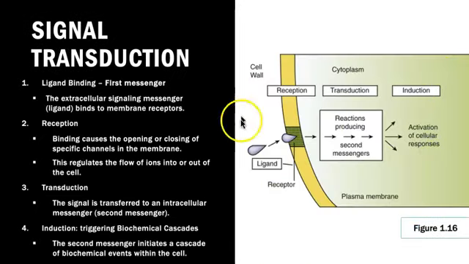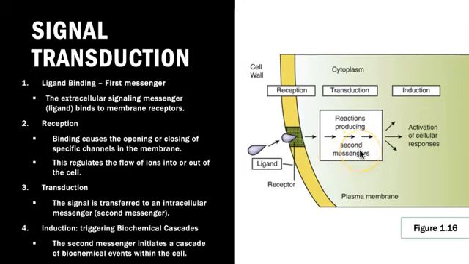And so through that process of signal transduction, our first step is to have that ligand bind. And so we call this the first messenger. And then that receptor, when it's attached to it, we are going to have reception, and that could cause an opening and closing of specific channels and regulate the flow of ions into or out of the cell. Then comes transduction, where the signal is transferred to an intracellular messenger, which we can call our second messengers.